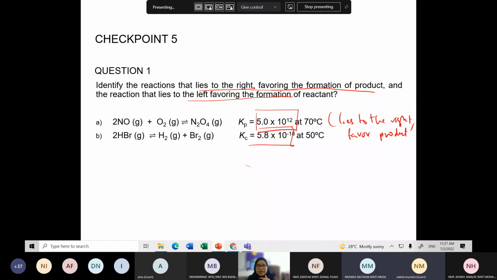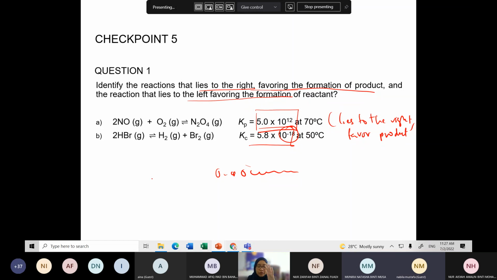Okay, yang ni obvious lah. Ada 10 kuasa negatif 18. That is, the value will be very, very small. Okay, negatif 18, 0.0000018 kali 5.8. Okay, very, very small. Maksudnya sangat tak favor product.